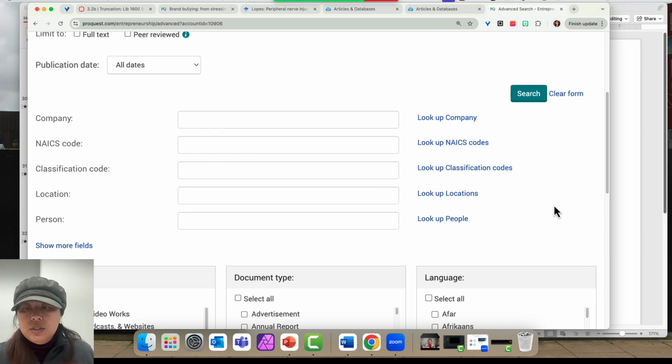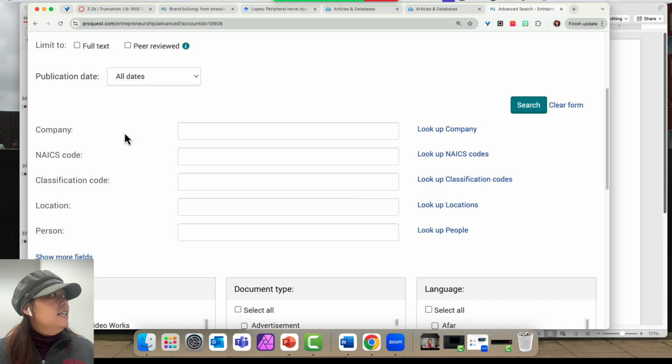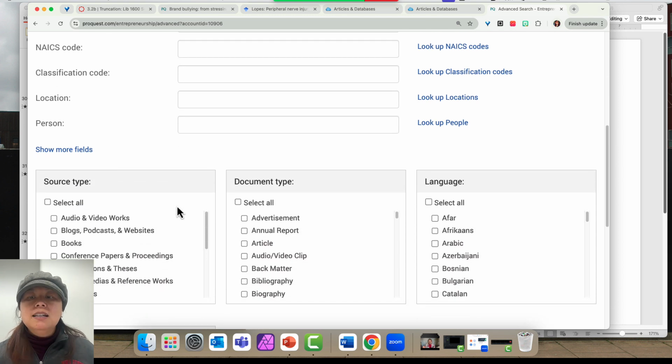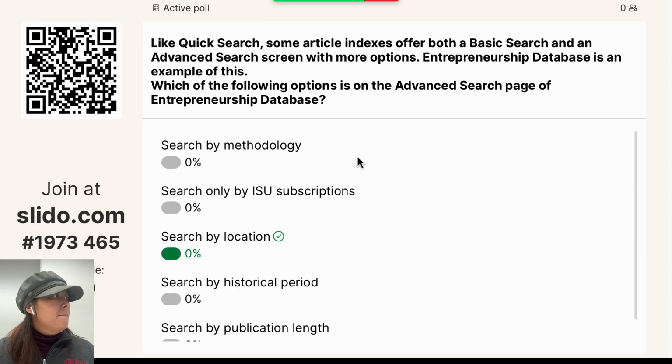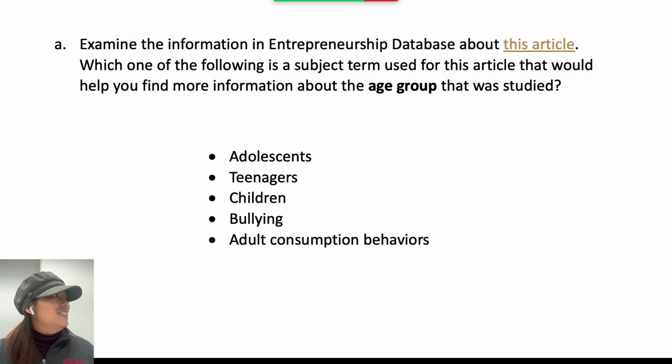That's what you need to do when you have a quiz question like this. Go to the database, pull up the advanced search, and then look at what the filters are, and then compare that with your answer. So if I go back to the PowerPoint, the answer is going to be search by location.